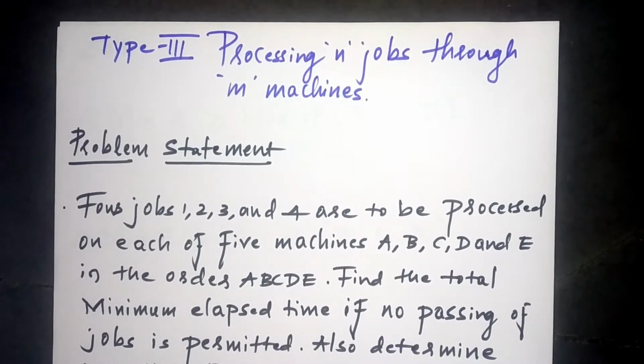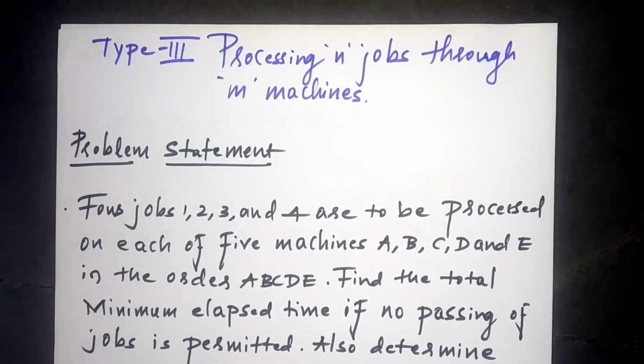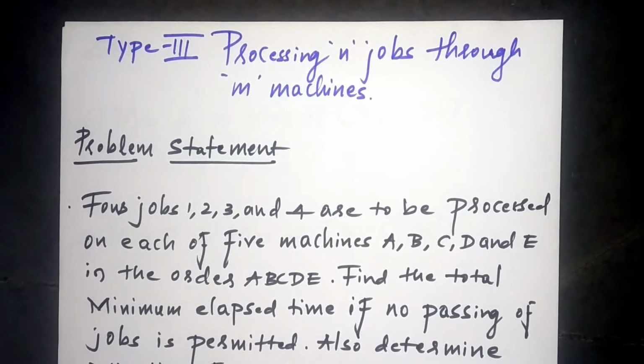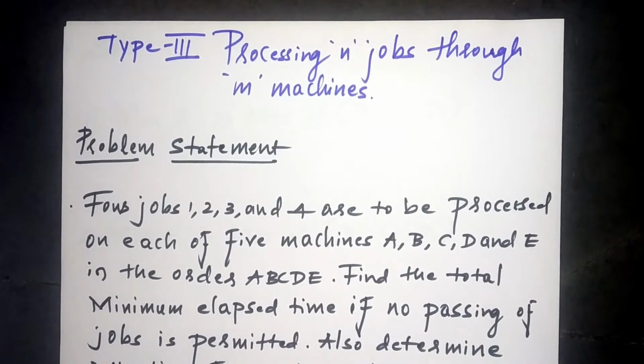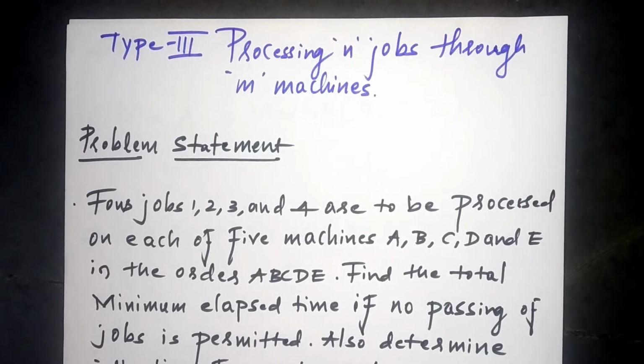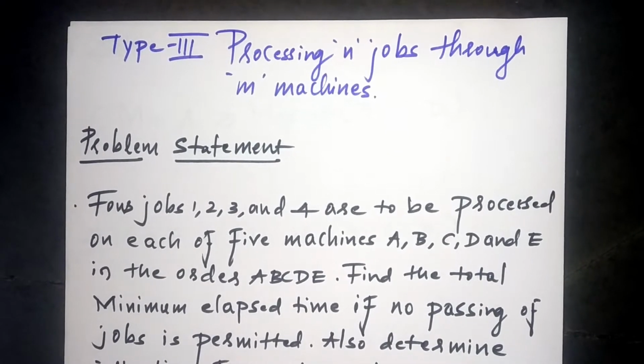So today in this video we will solve the third type of problem on sequencing. Here we are processing n jobs through m machines. If you have missed watching the first and second types, you can find the links, go and watch. So let us start with the problem statement.